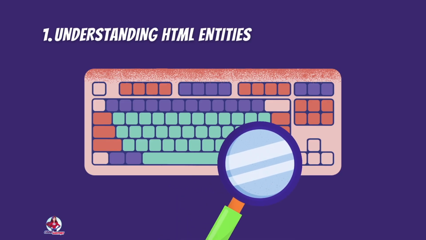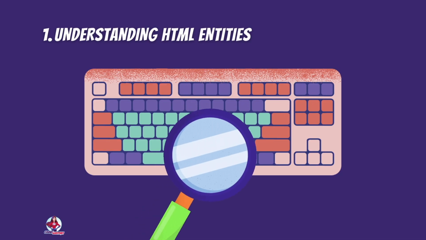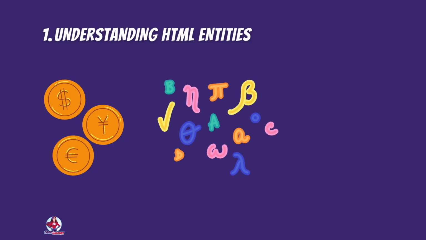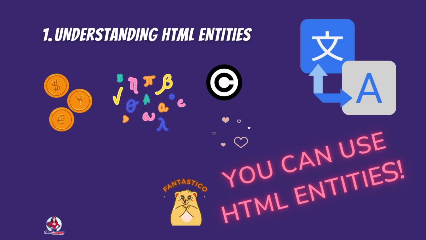Imagine that you need to add some special symbols to your website, but can't find them on your keyboard. You need to add, for example, some currency symbols like euro or pound, some math symbols like pi or square root, or even a copyright sign or heart symbol. How can we do that? Of course, you can browse it on the internet and copy-paste them, but in HTML, there's a better solution. I present to you HTML entities.